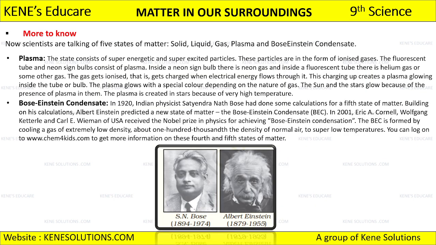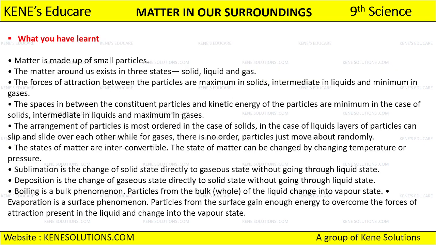As I said, there are not only three states of matter, but we have two more, because scientists are now talking about a fourth and fifth one as well. Solid, liquid and gases we have already studied. The fourth state of matter is plasma, and the fifth state of matter is Bose-Einstein condensate. So these are the five different states of matter that you should be aware of. Then we have the summary discussion for the lesson Matter in Our Surroundings, where we will do a summary revision of each and every part.